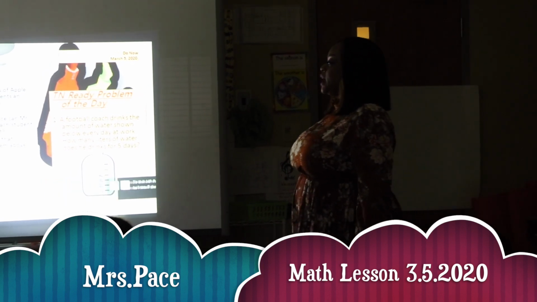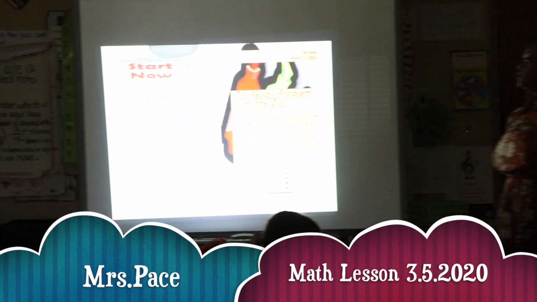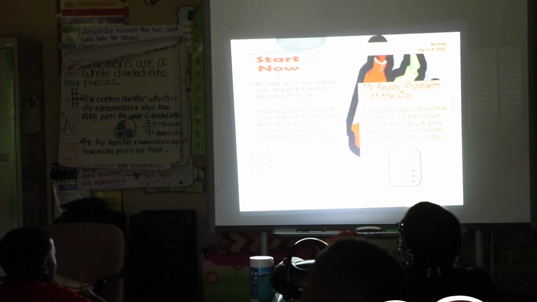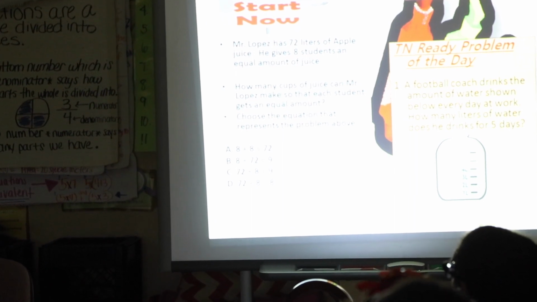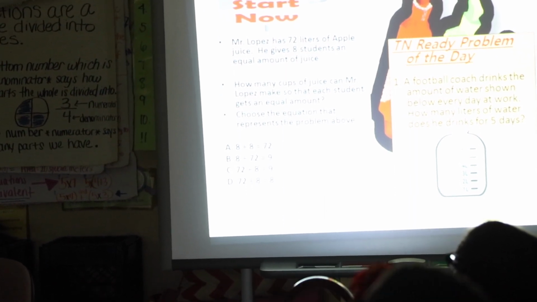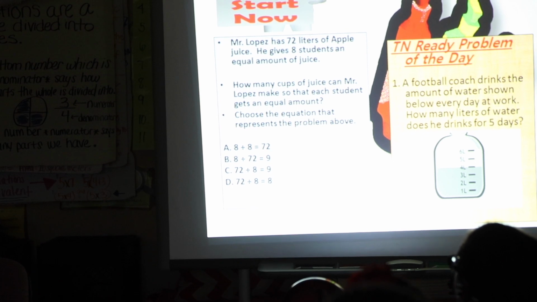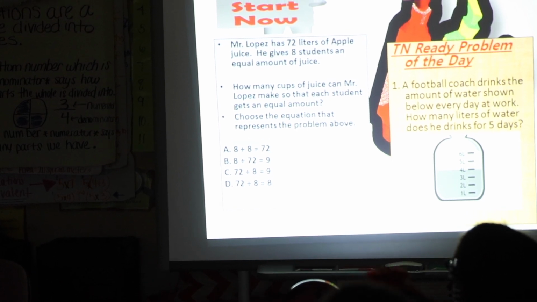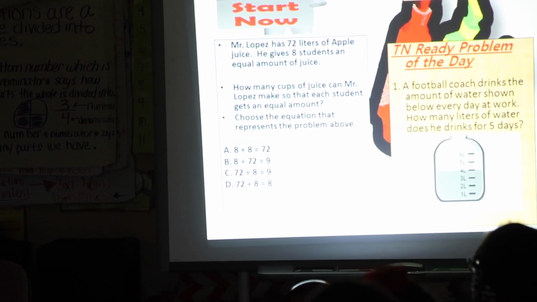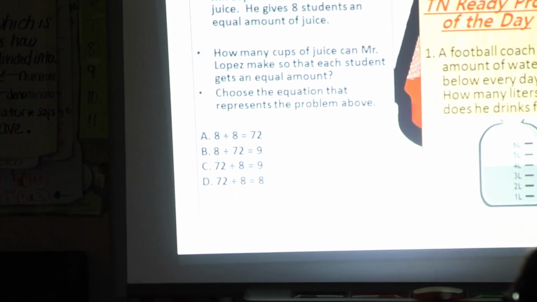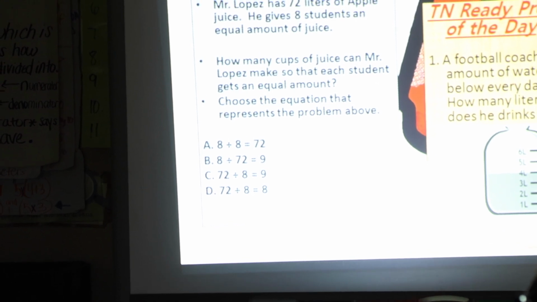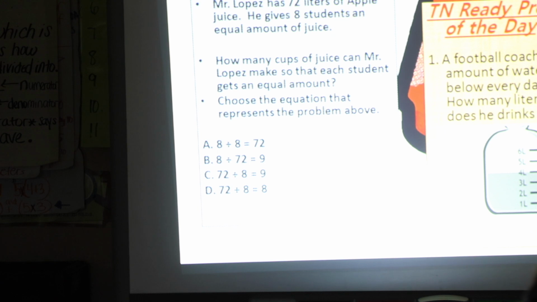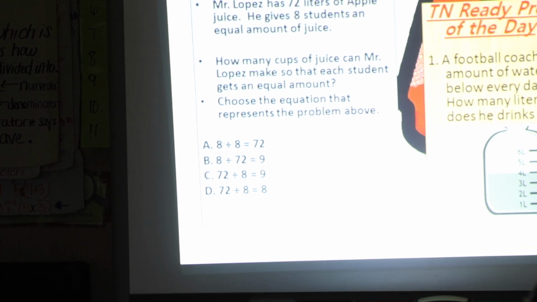Let's read. Mr. Lopez has 72 liters of apple juice. He gives 8 students an equal amount of juice. How many cups of juice can Mr. Lopez make so that each student gets an equal amount? Choose the equation that represents the problem above.